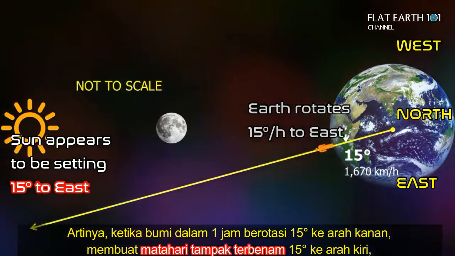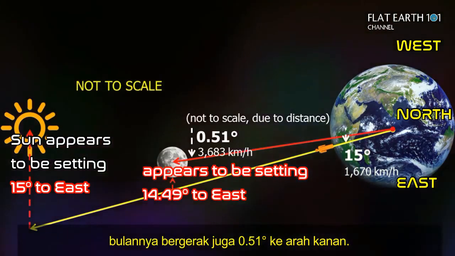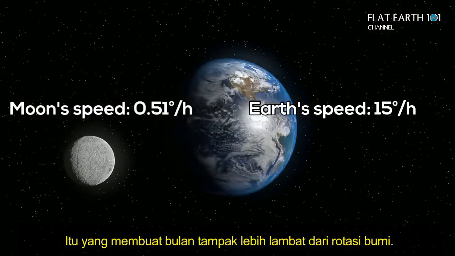That means when the Earth in an hour is rotating 15 degrees to your right, making the Sun appear to be setting to your left 15 degrees, the Moon is moving 0.51 degree to your right. That makes the Moon appear to be slower than the Earth's rotation.